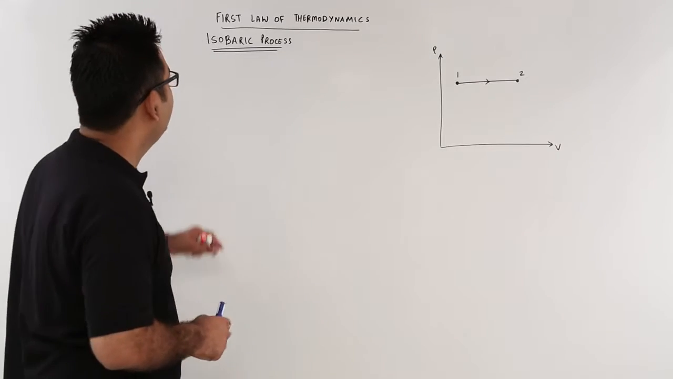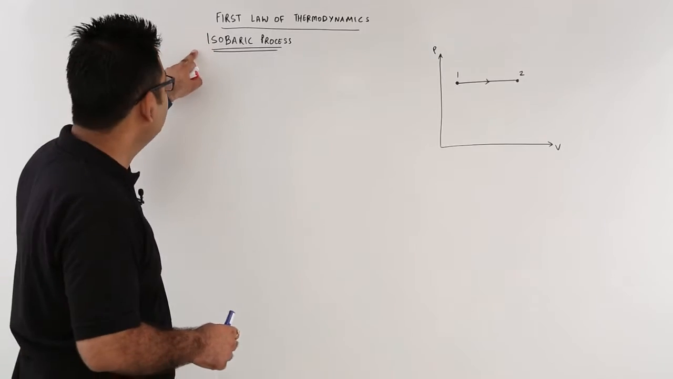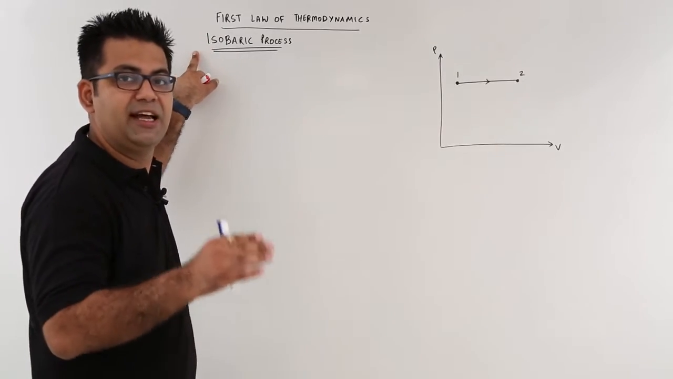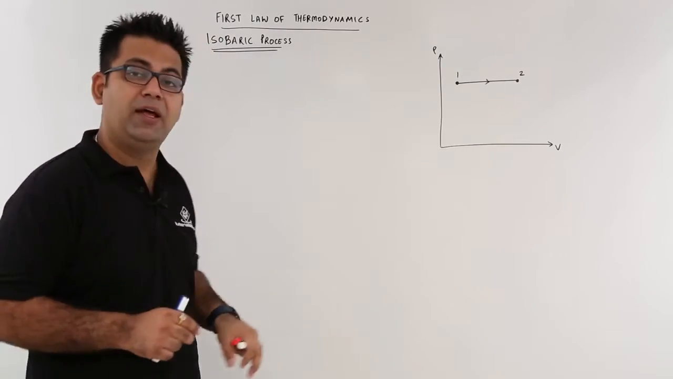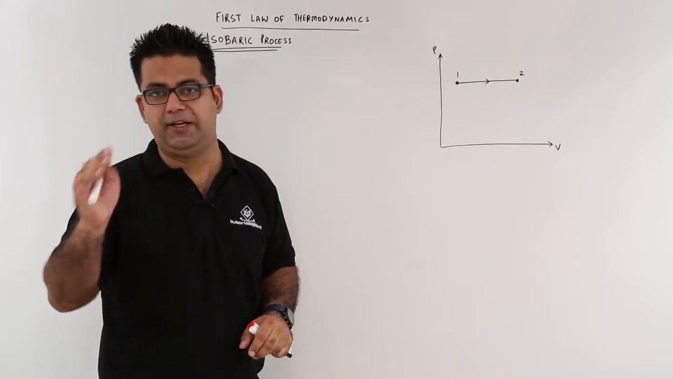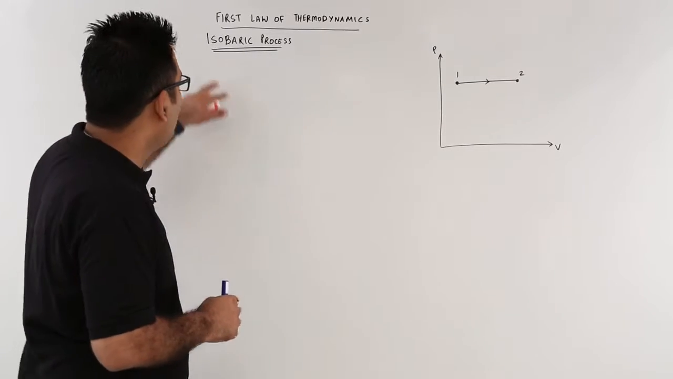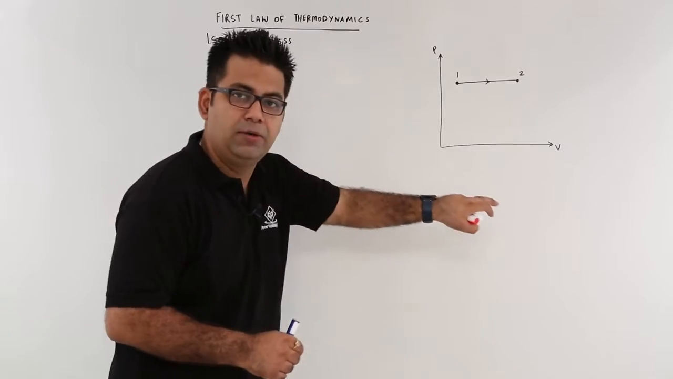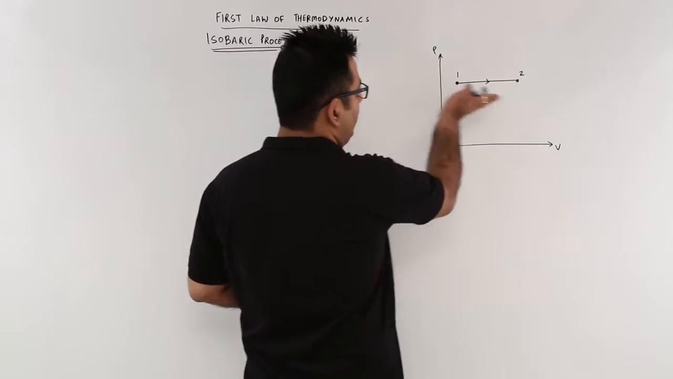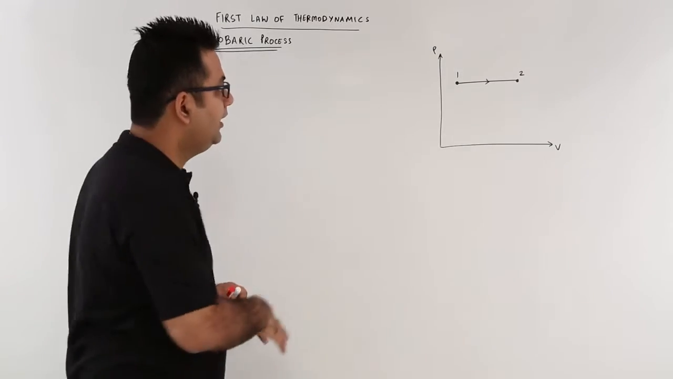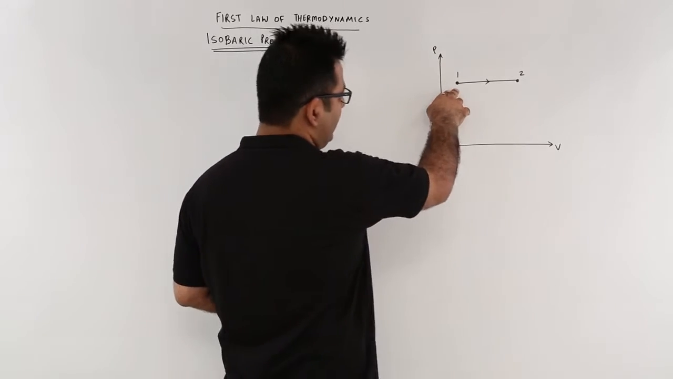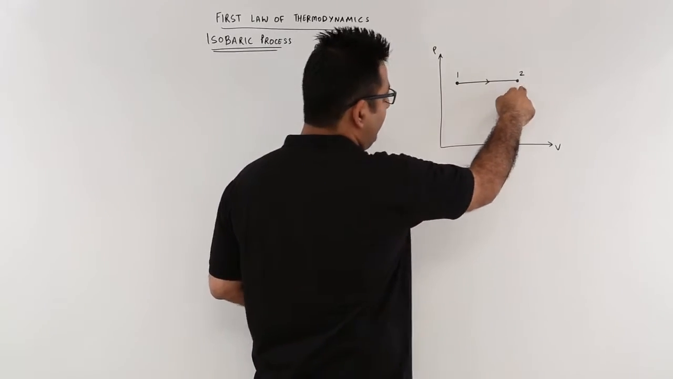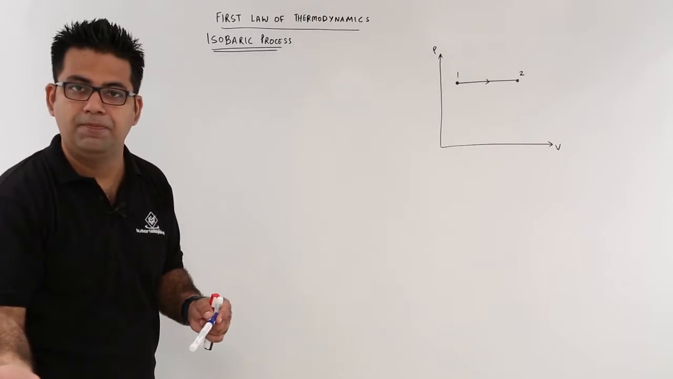Now, let's have a look at the application of first law on the first non-flow process, that is an isobaric process. Isobaric process means a constant pressure process. If you plot such a process on a PV plot, you will get a horizontal straight line. That is, the pressure at the initial state and at the final state are equal.